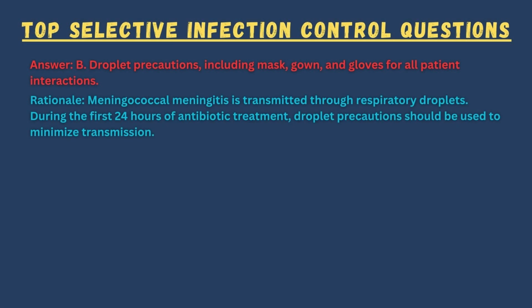Answer: B. Droplet precautions, including mask, gown, and gloves for all patient interactions. Rationale: meningococcal meningitis is transmitted through respiratory droplets. During the first 24 hours of antibiotic treatment, droplet precautions should be used to minimize transmission.